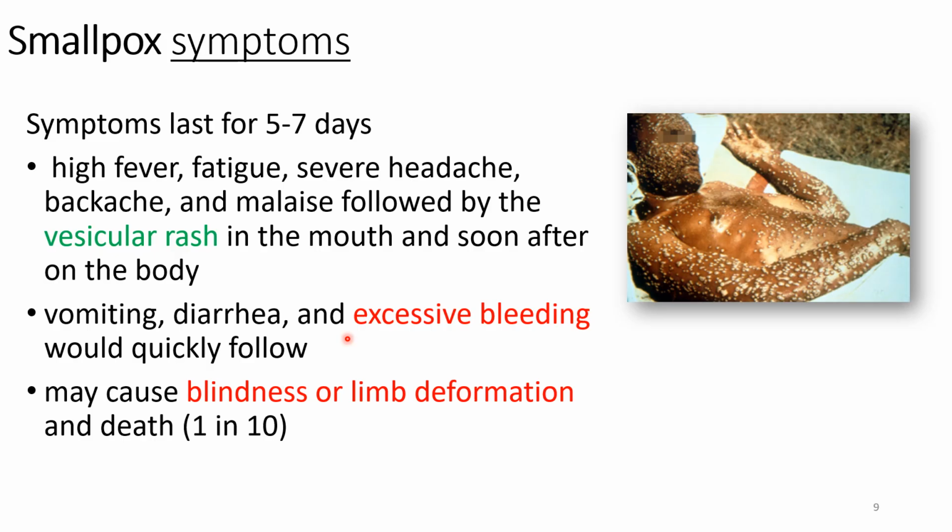Okay, the severe focal lesions, particularly in the limbs and the face, can result in blindness or limb deformation. Okay, and in 1 in 10 people, it could result in death. Remember, there are 2 types of variola, the variola major and the variola minor. The major is the one that results in highest mortality.